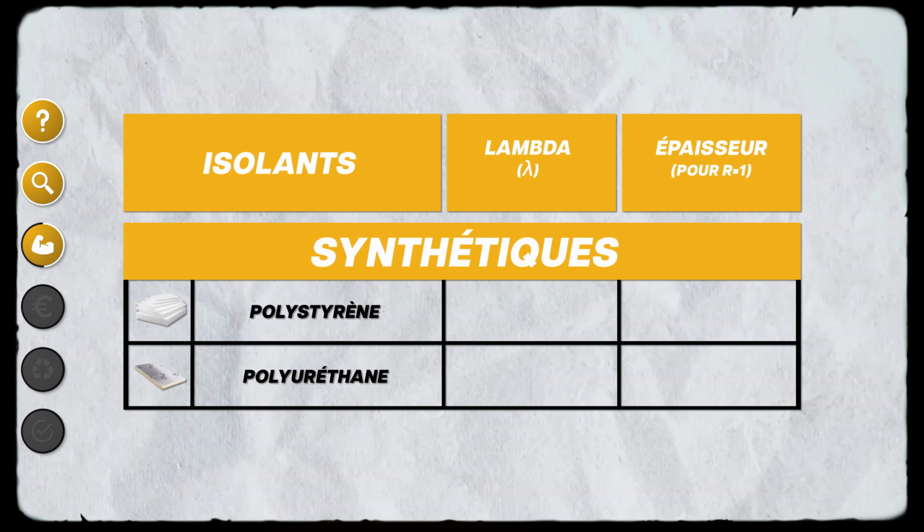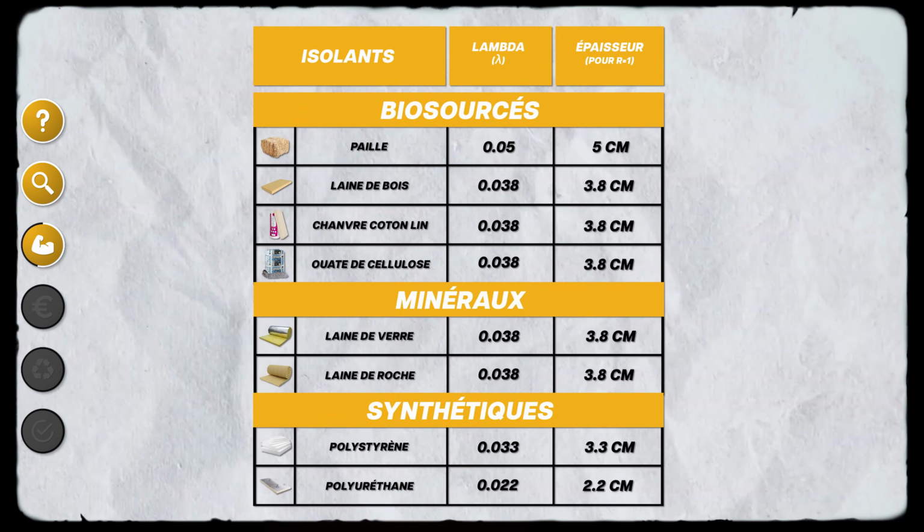And for synthetic insulations, polystyrene has a lambda value of 0.033 and polyurethane has 0.022. That means they only need 3.3 and 2.2 cm to reach R equals 1. If we stick to just these 2 criteria, polyurethane is without a doubt the most efficient insulation, since we need twice as little polyurethane as other insulations for the same thermal resistance. But thermal resistance is not a sufficient criterion to judge which insulation is the most efficient.